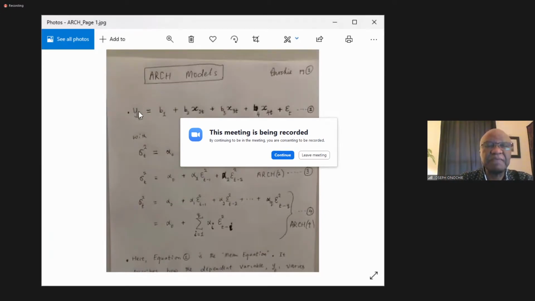So usually there's a mean equation. That equation could be a simple linear regression, y equals b1 plus b2 x2, or it could be autoregressive, xt equals a constant plus phi times xt minus 1 plus phi times xt minus 2, and so on and so forth. So that mean model can be anything.